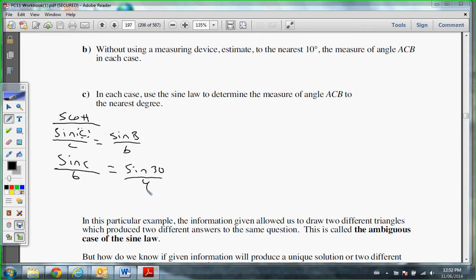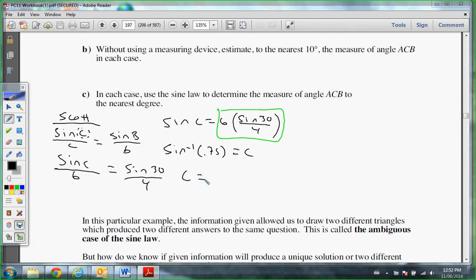Then we just multiply by 6 on both sides. So sine C equals 6 times sine 30 over 4. When you put this into your calculator, it gives you 0.75. So sine inverse of 0.75 will equal C. For C, we get 49, which is close to the 50 we estimated for Scott. So C is 49.